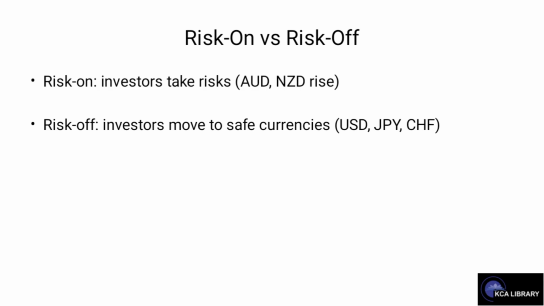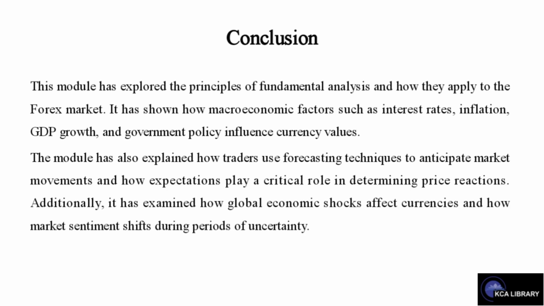Now let's look at risk on versus risk off. What does it mean? Risk on is when investors take risk. Risk off is when investors move to safe currencies. That's what the term means. Risk on, taking risk. Risk off, moving to safer currencies.